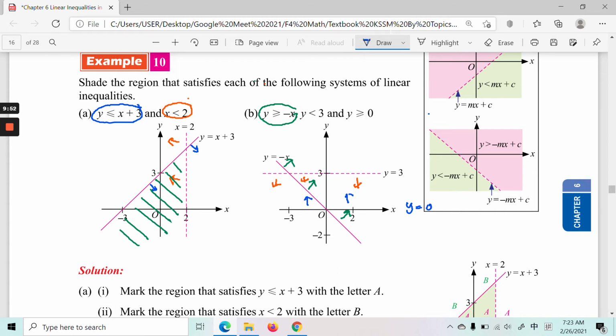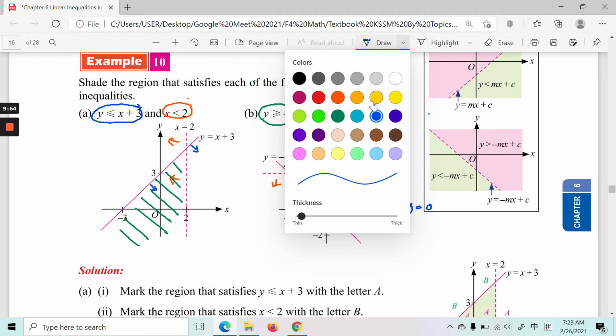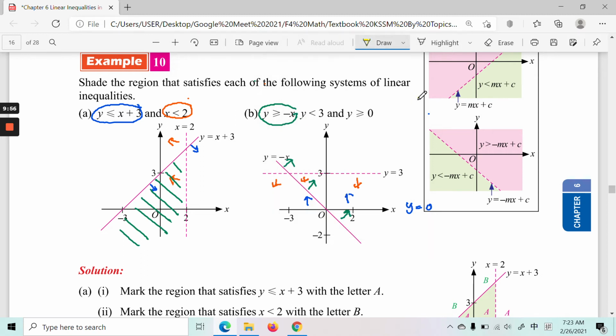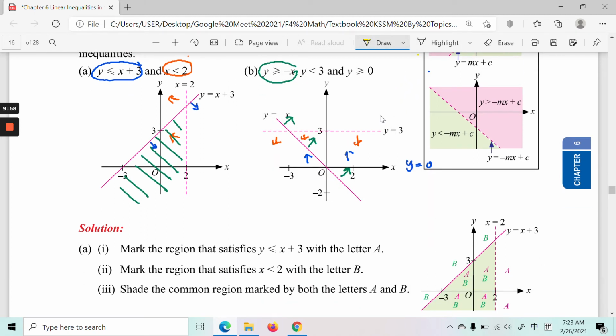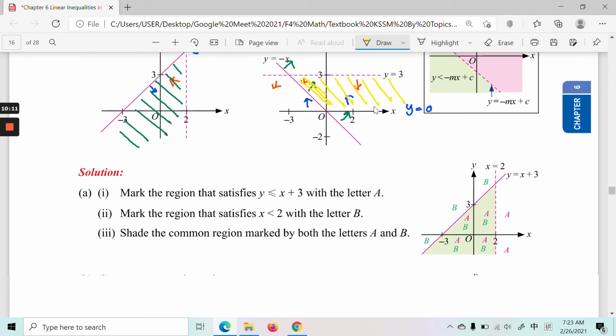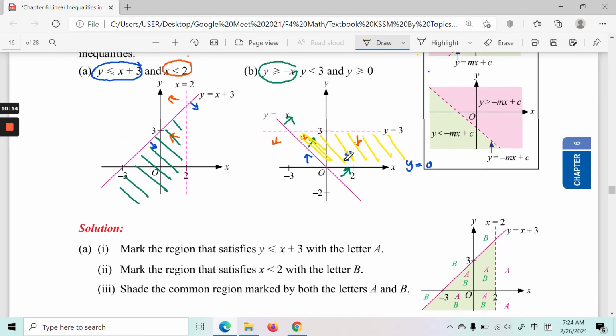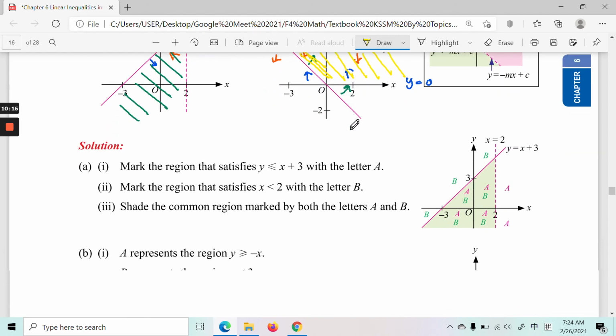So where is the part where these three arrows meet together? You will notice it is like this. So this region is where these three arrows meet together. When you shade the region, be careful: include this part, but exclude this part. You must look at these three colors where they meet together.